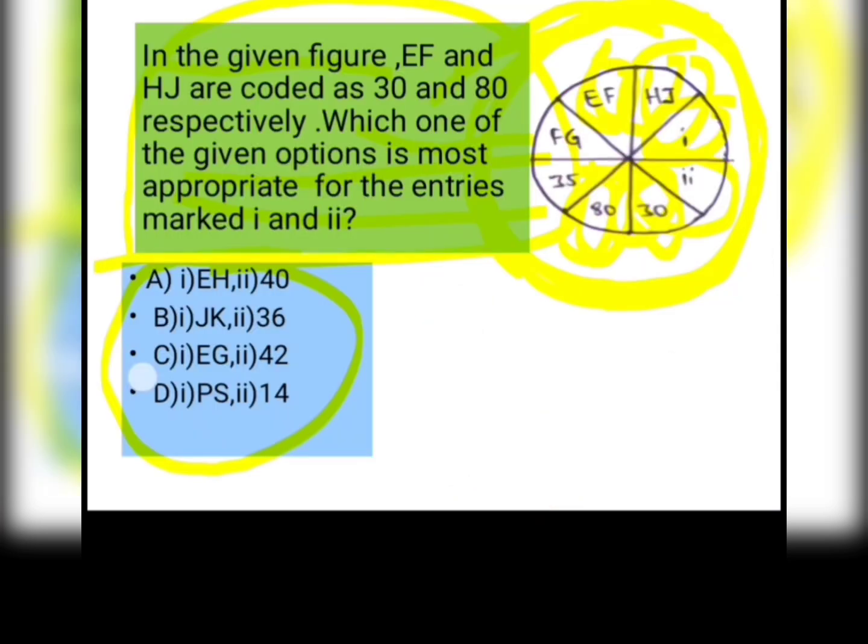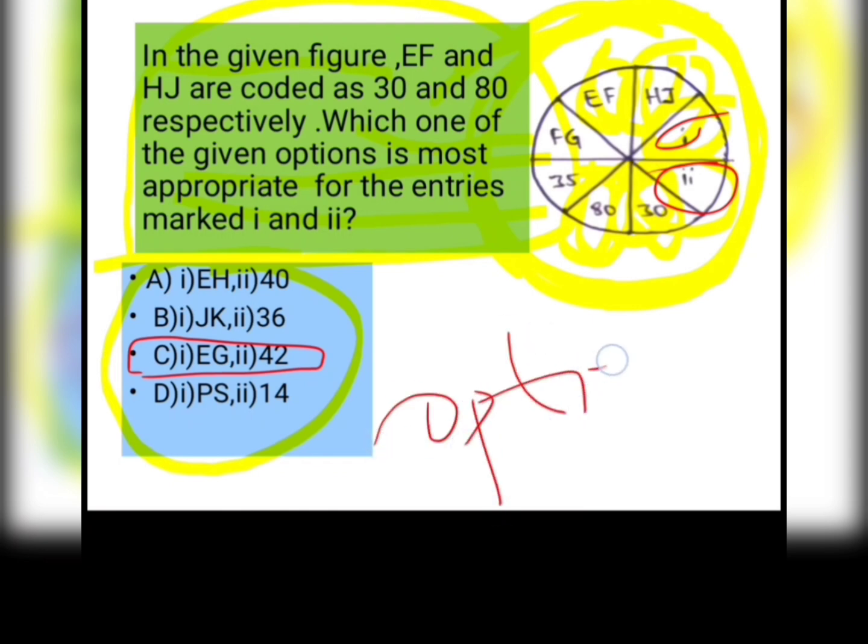Let's see which option shows this. Option C gives first entry EG and second entry 42. So, option C is your answer.